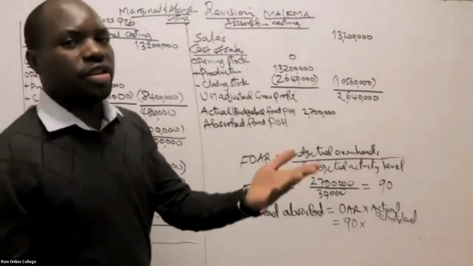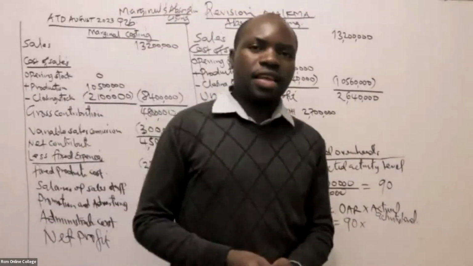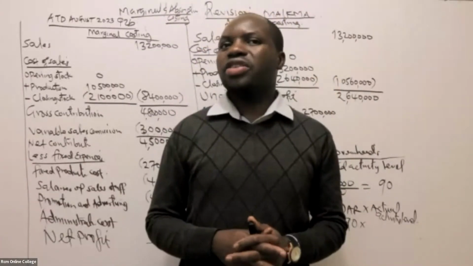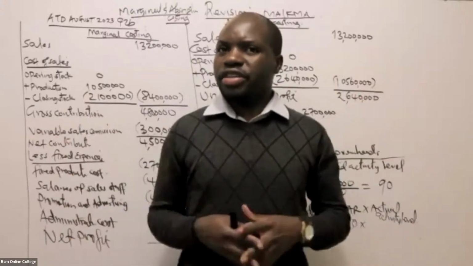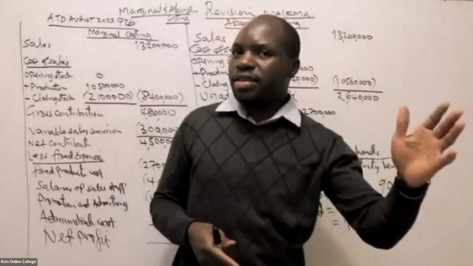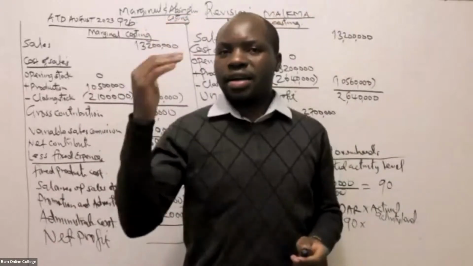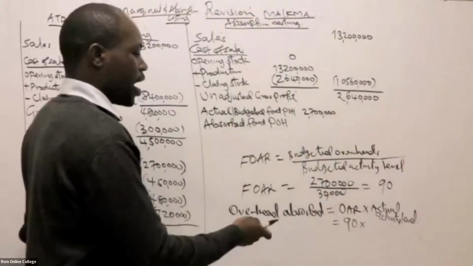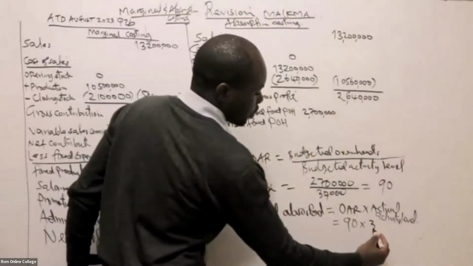They have not mentioned the budgeted. They have not specified, that is the actual units that were produced, right? If they have not mentioned that, it means our budgeted is equal to actual. So I'll now take 90 times 30,000.